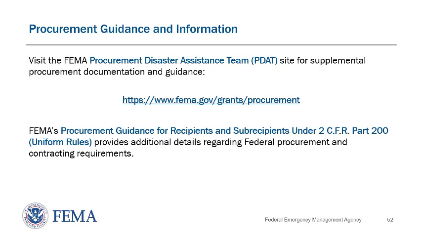Additionally, FEMA makes procurement-related guidance available at www.fema.gov/grants/procurement. Here you can find information about procurement disaster assistance teams, which are in place to help FEMA and its partners understand early on the procurement-related impacts and requirements for accepting federal grant funding. The last thing we want, of course, is to have to take money back from an applicant because they didn't meet federal procurement regulations. You can also find here FEMA's procurement guidance for recipients and subrecipients under 2 CFR Part 200, the Uniform Rules, for additional details regarding federal procurement and contracting requirements.